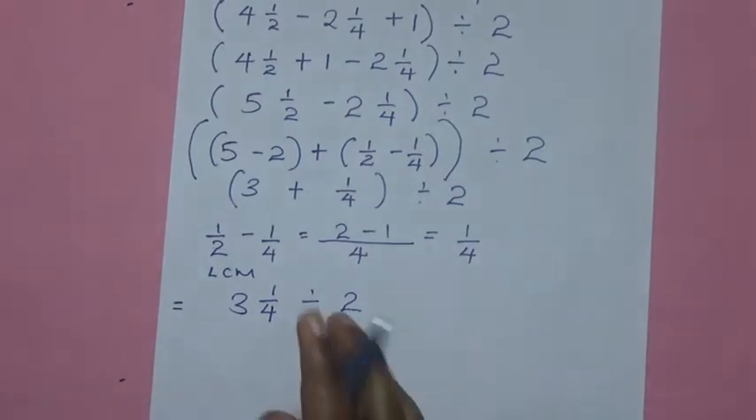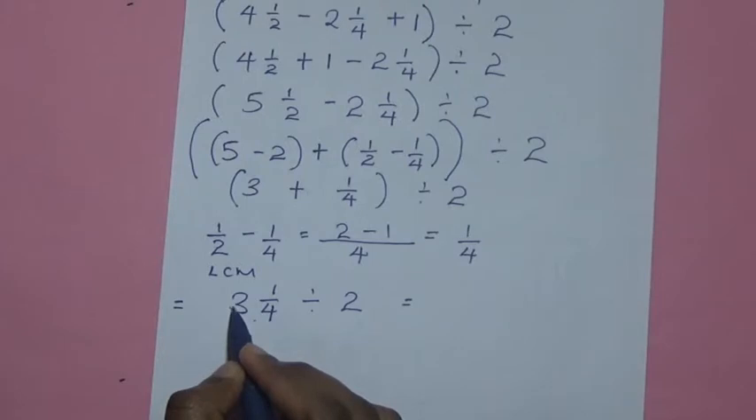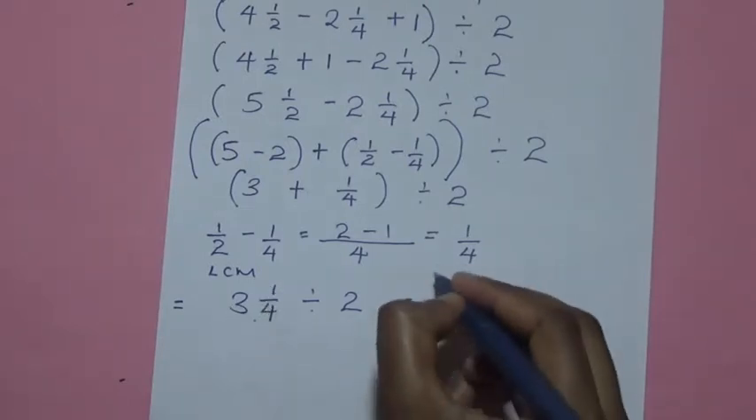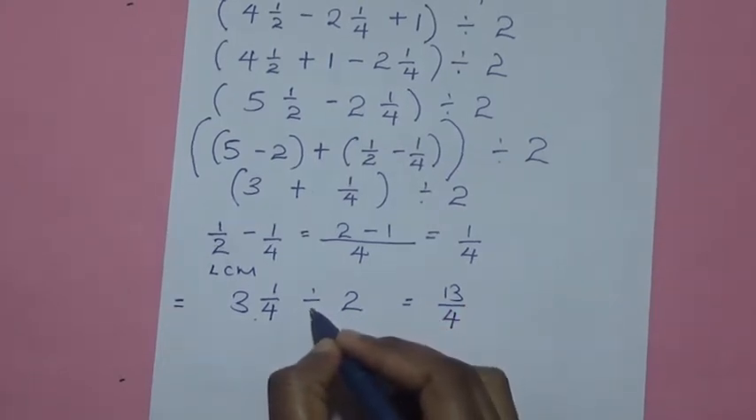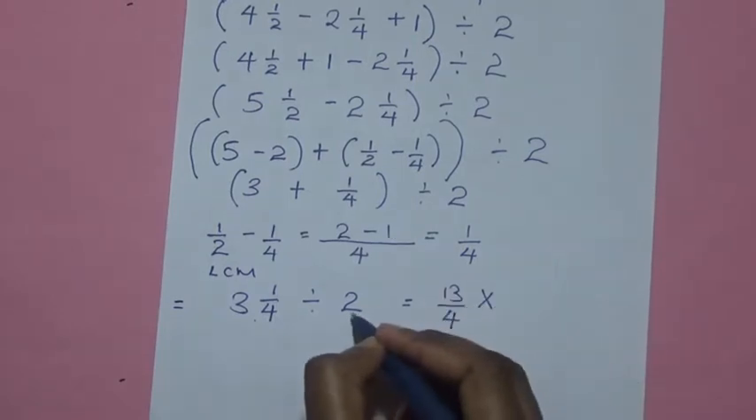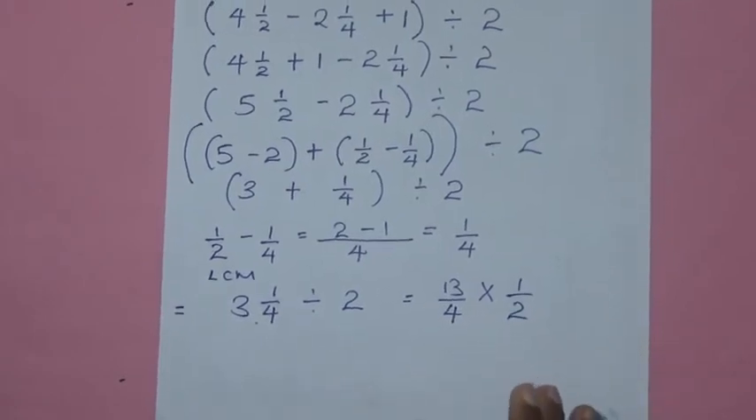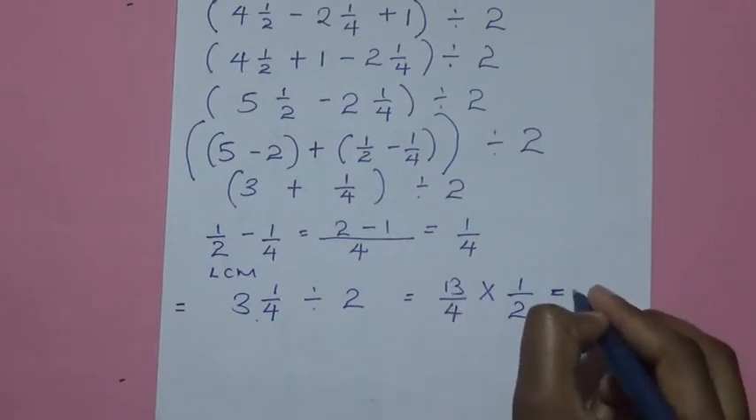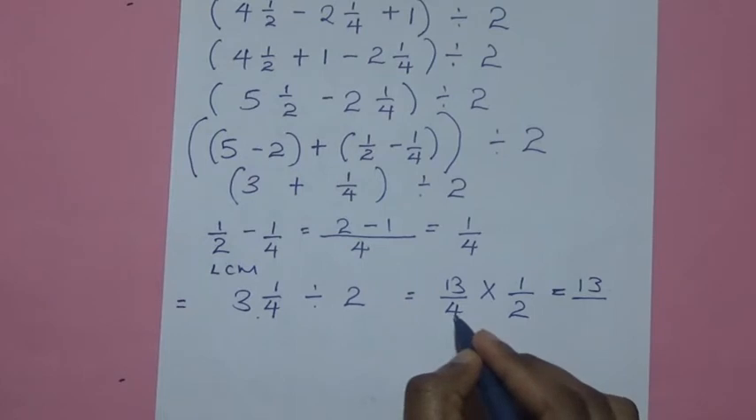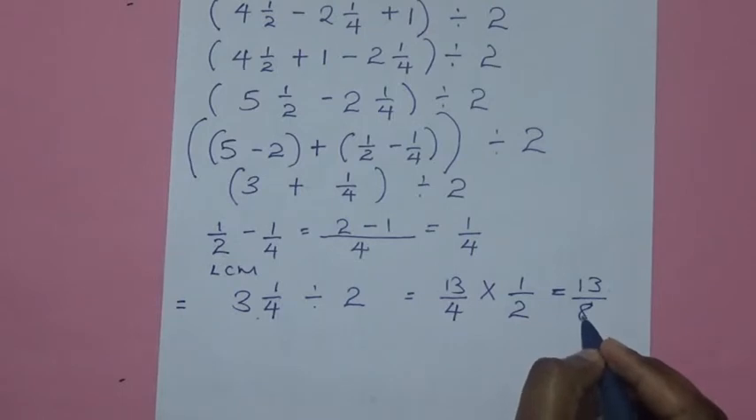Now to work out this, we change it into an improper fraction. It will be 4 times 3 gives 12, plus 1 gives 13. So it will be 13/4. Change the division into multiplication, and the reciprocal of 2 will be 1/2. When you work this out, it will be 13 times 1, we get 13, and 4 times 2, we get 8. So 13/8 is an improper fraction.